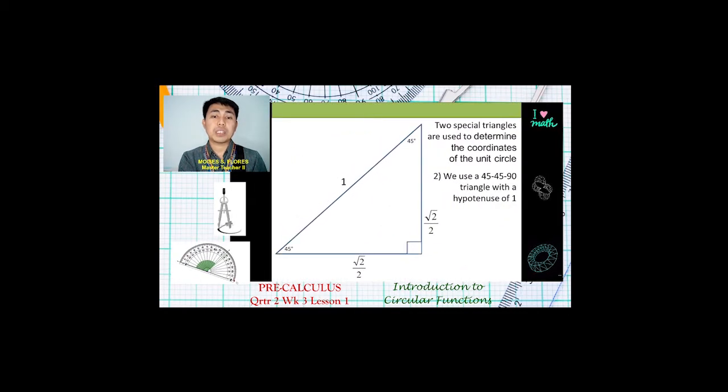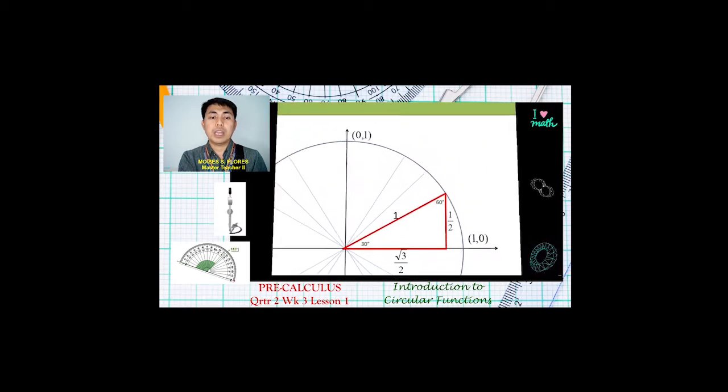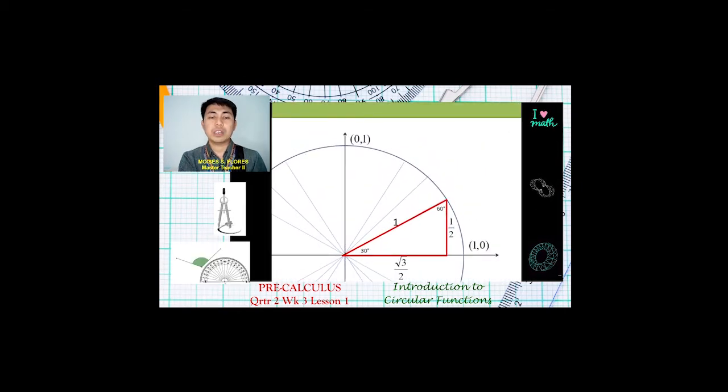The other special type of triangle is the 45, 45, 90. For the 45 degrees, both sides are square root of 2 over 2. Determining our coordinates, we therefore have (square root of 2 over 2, square root of 2 over 2). That is for the 45, 45, 90 triangle. And lastly, the same is true as with the 30, 60, 90: it is just a matter of interchanging the values of x and y. So the coordinates of this are (square root of 3 over 2, 1/2).